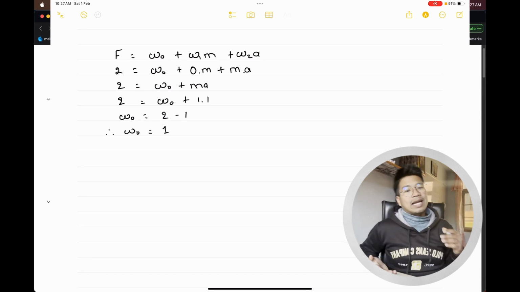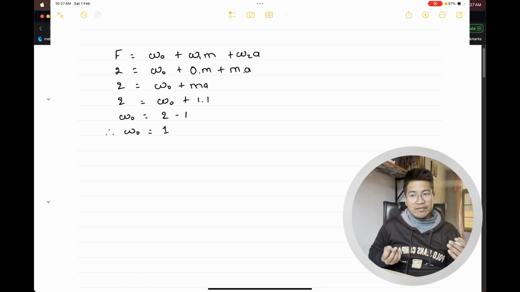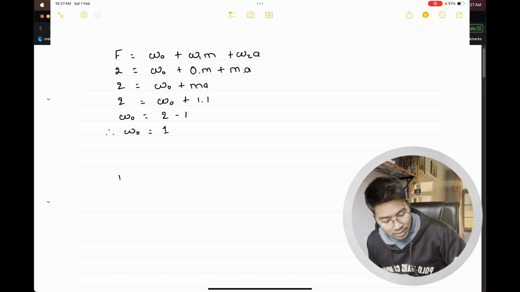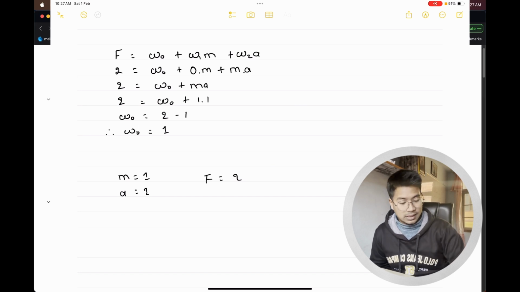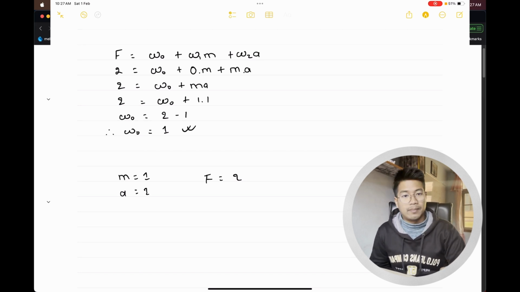So just by adding that bias term, now I have a way to say if m is 1, a is 1, and I want the force to be 2, I can make that force 2, right? Because I have this bias term.